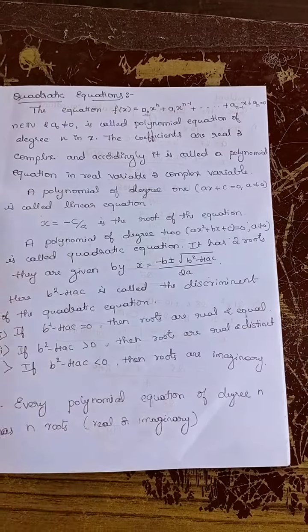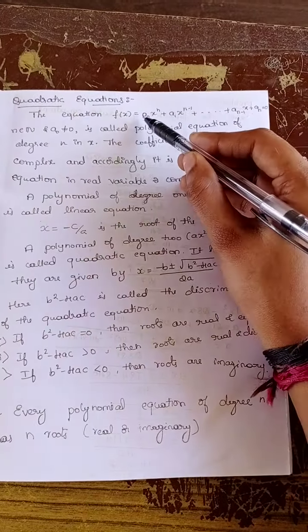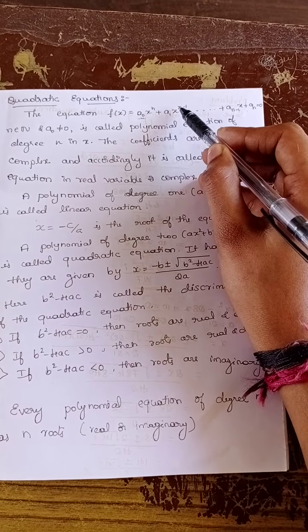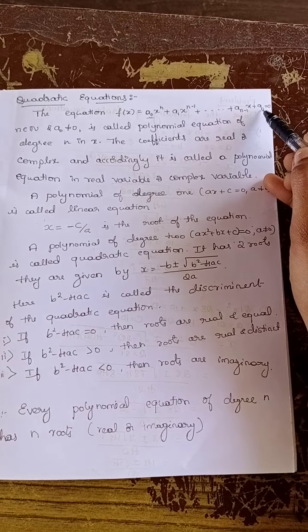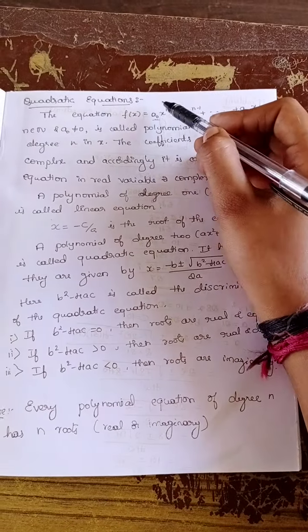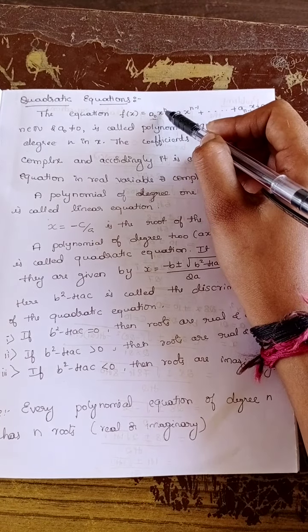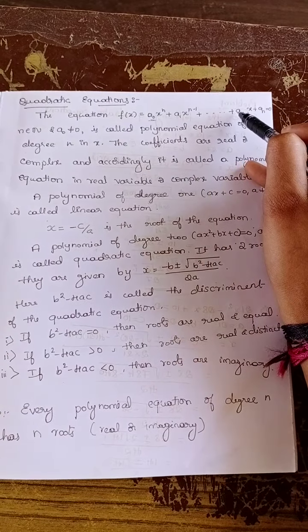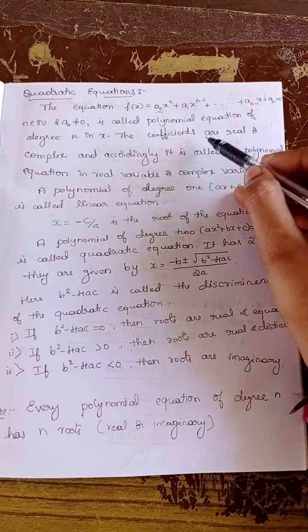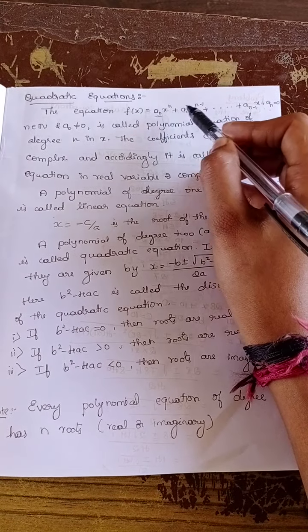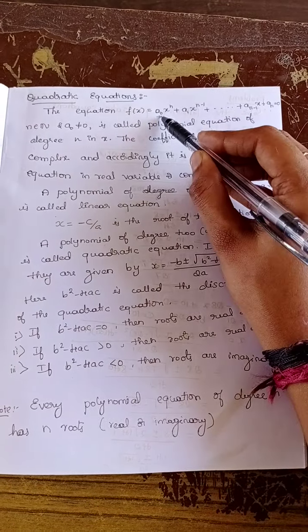This is the general form of a polynomial, that is a naught x to the power n plus a1 x to the power n minus 1 up to an minus 1 x plus an. Here n is the degree of the polynomial, x is the variable, and a naught, a1 up to an minus 1 and an are the constant terms. These constant terms are also known as the coefficients of the x terms.